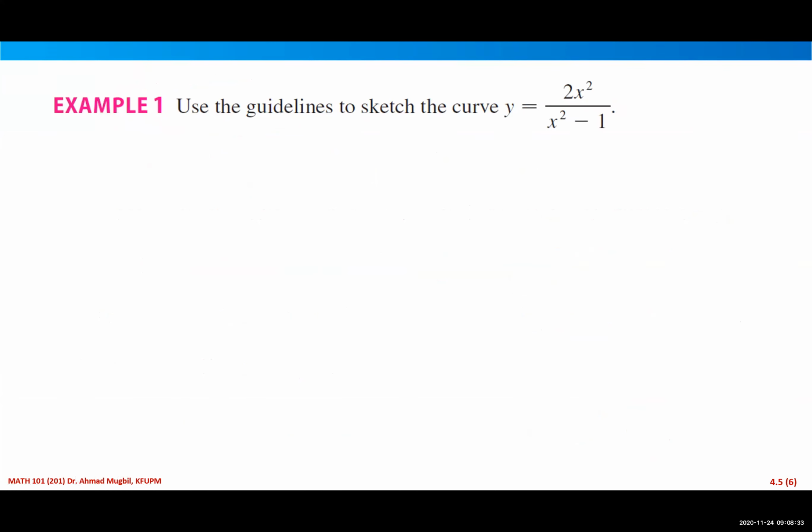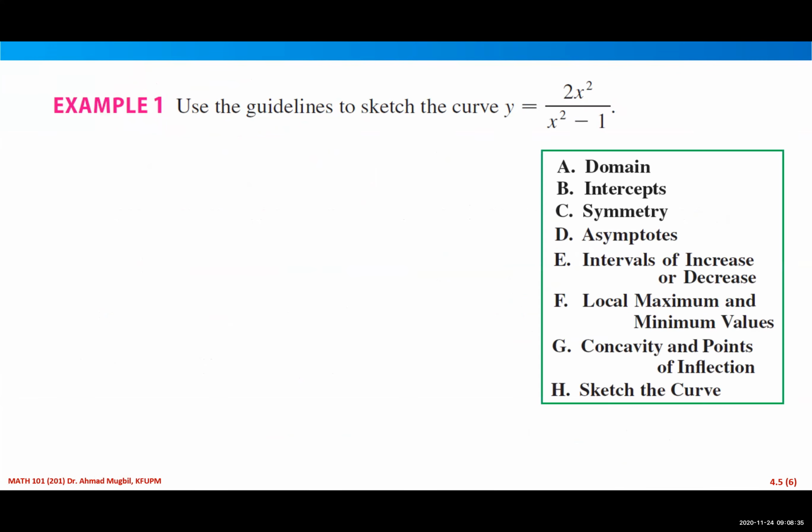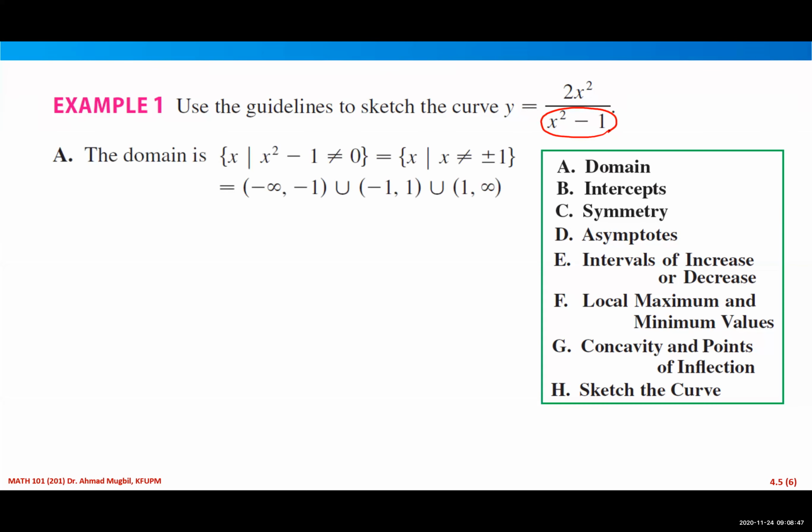So first of all, we need to find what? The domain. What is the domain of this function? Just look at the denominator. It is all the real numbers except 1 and negative 1. So we just need to remove 1 and negative 1.